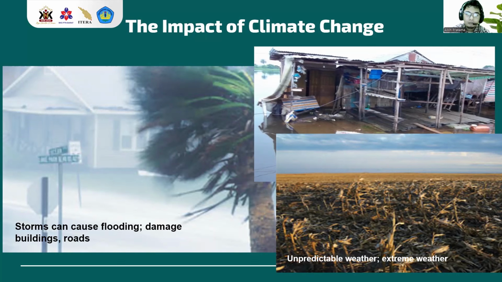We also see unpredictable and extreme weather. Droughts are becoming more severe, destroying crops and affecting food production. And at the same time, a region might experience excessive rainfall, leading to landslides and flash floods.